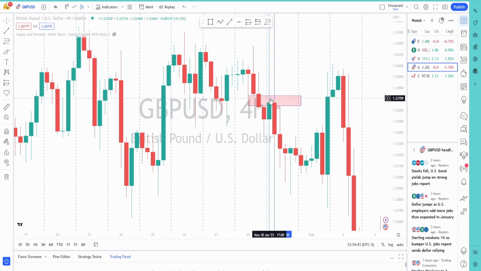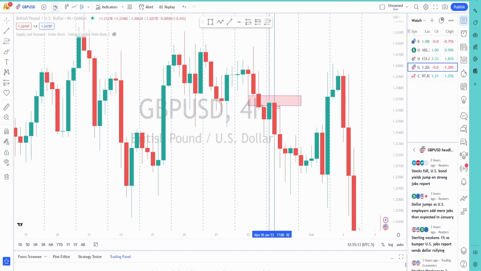Price comes up, filling in this area, testing this area of structure, not closing above it, closes right there. Now, price could have continued. We don't know if it will, but we're trying to make an educated guess on the direction that it's going to travel. So now we have a bias that price is going to go down.